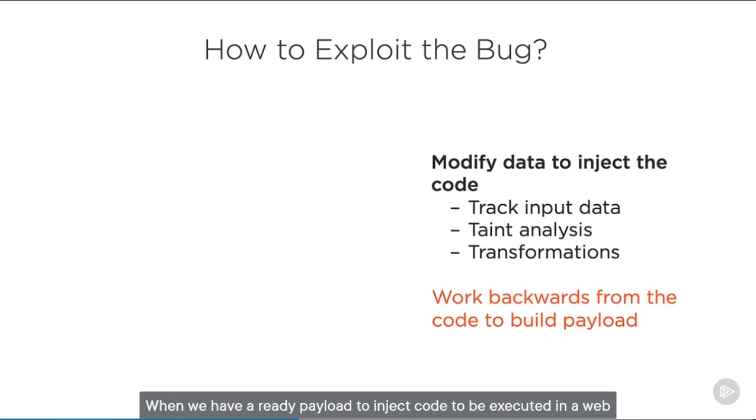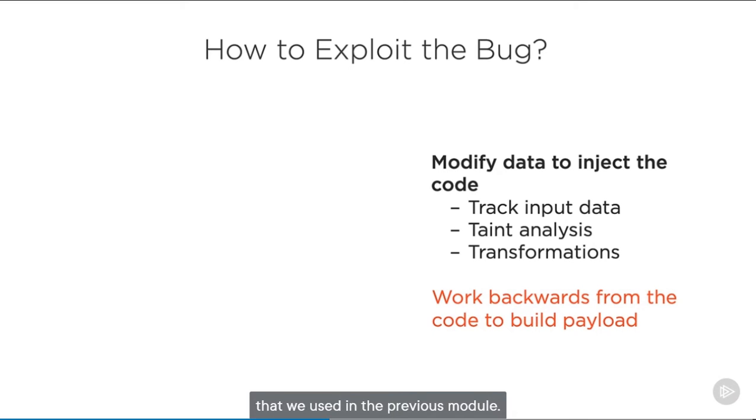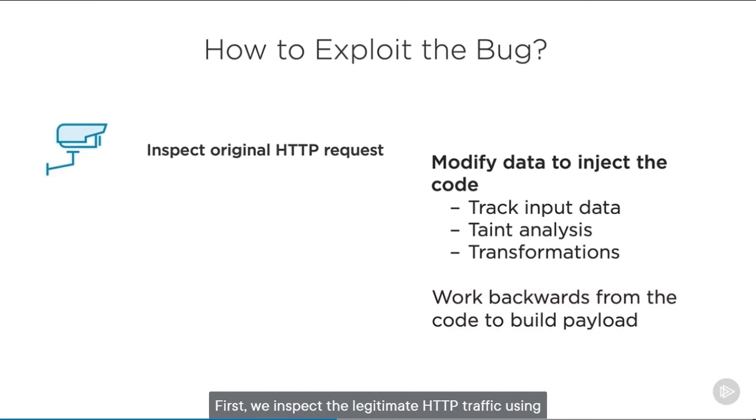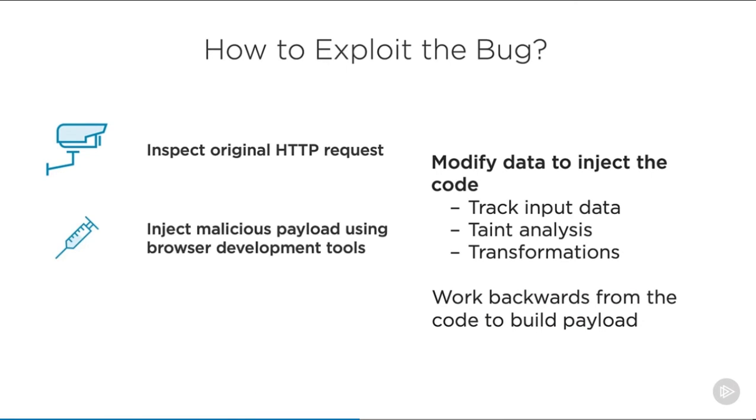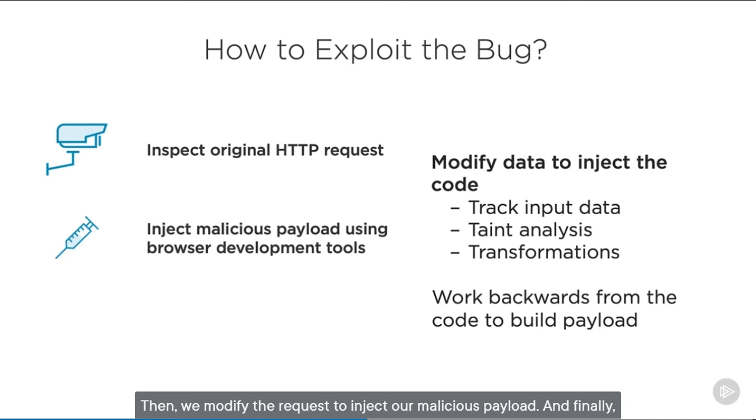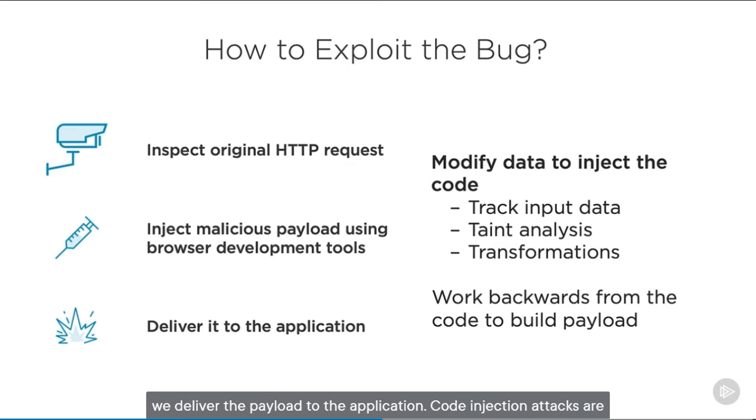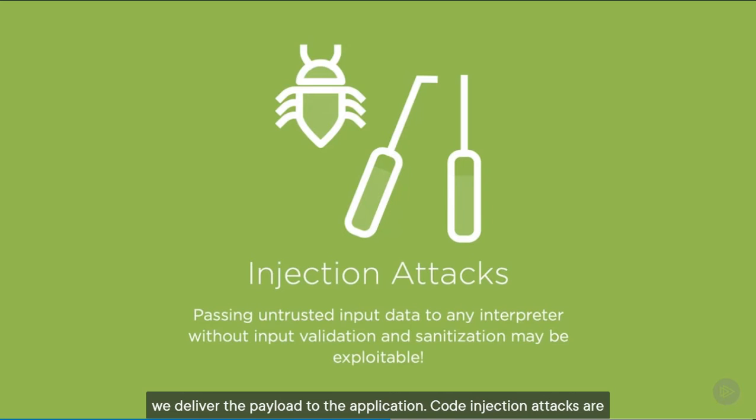When we have a ready payload to inject code to be executed in our web application, we can follow the three-step process of delivering it that we used in the previous module. First, we inspect the legitimate HTTP traffic using browser developer tools or a proxy. Then, we modify the request to inject our malicious payload. And finally, we deliver the payload to the application.